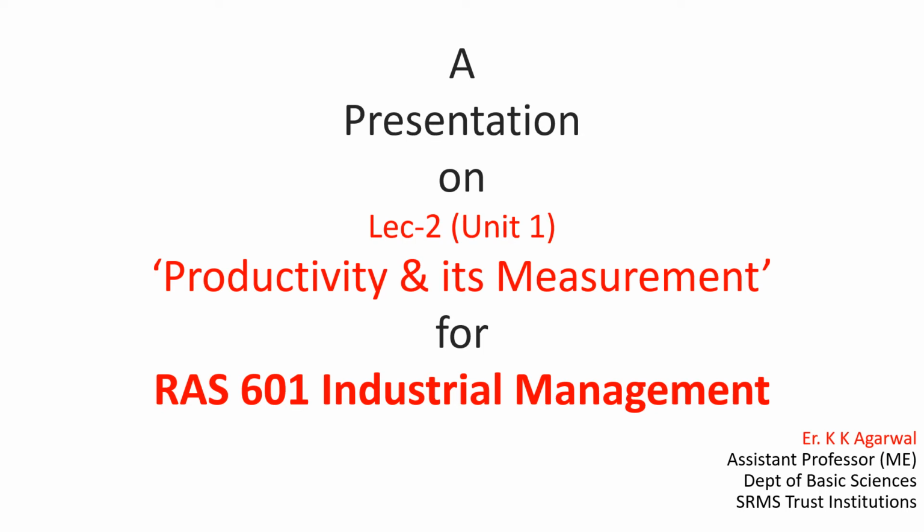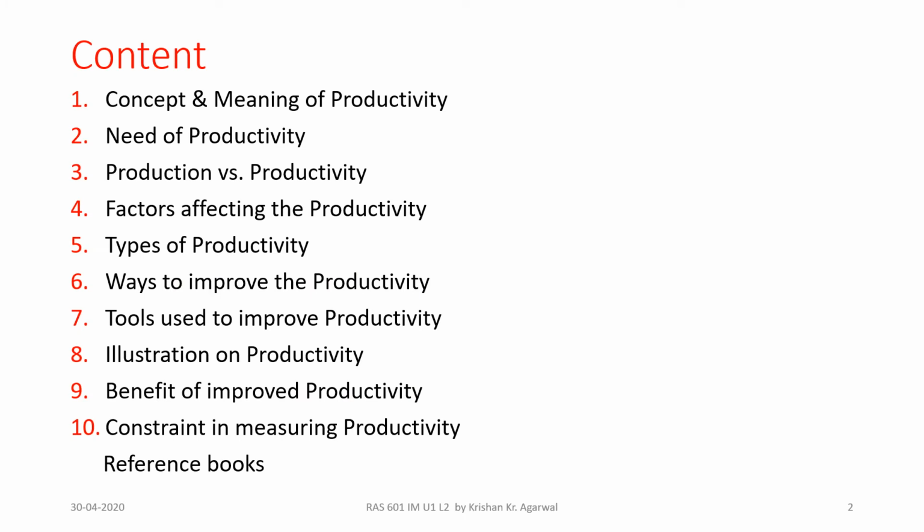In this presentation that is based on the topic productivity and its measurement for the subject industrial management, the subject code of which is RAS 601, and the subject is meant for BTech 6th semester students from all the branches. In this presentation we will see about the concept and meaning of productivity first.